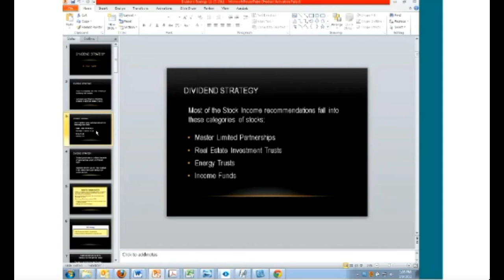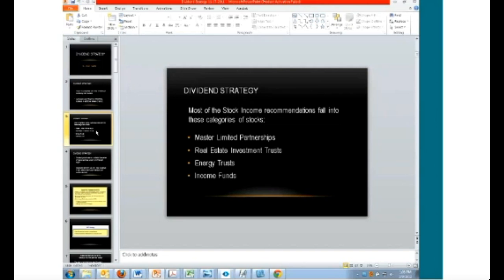And today, we're going to take a more detailed look into the real estate investment trusts and the master limited partnerships. Those two categories make up the bulk of the stocks in our dividend portfolio, and that portfolio has been performing very well. We currently have over 100% return in that portfolio. And if you noticed, over the last year or two, there's not as much volatility with the profits in this portfolio as there are with some of the other portfolios.